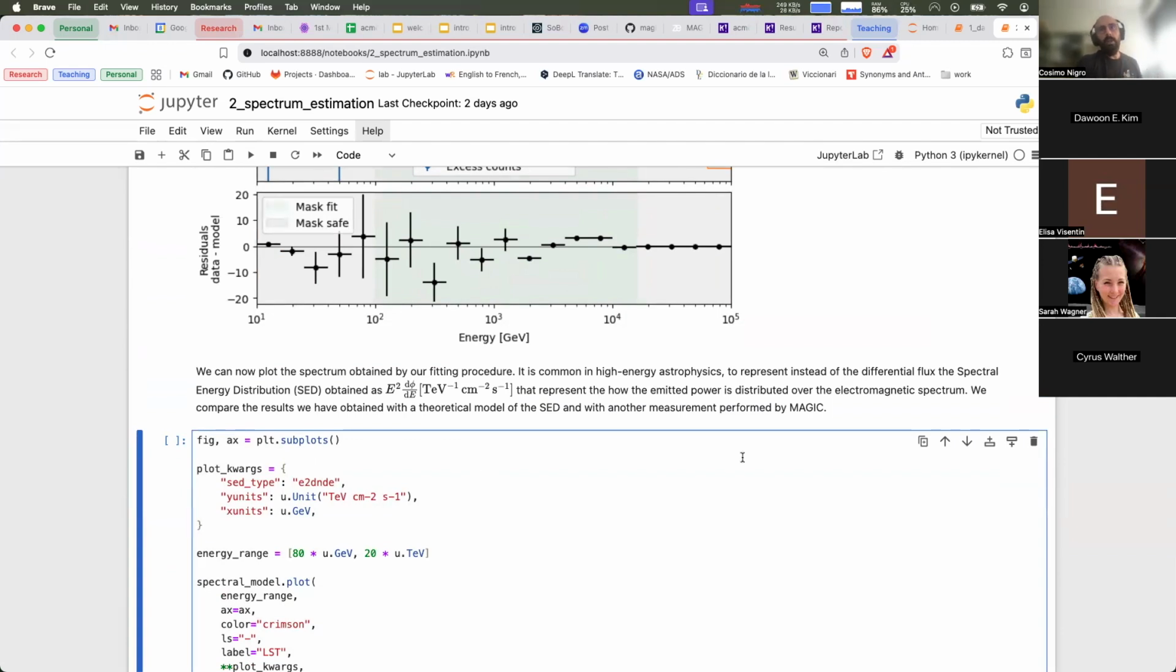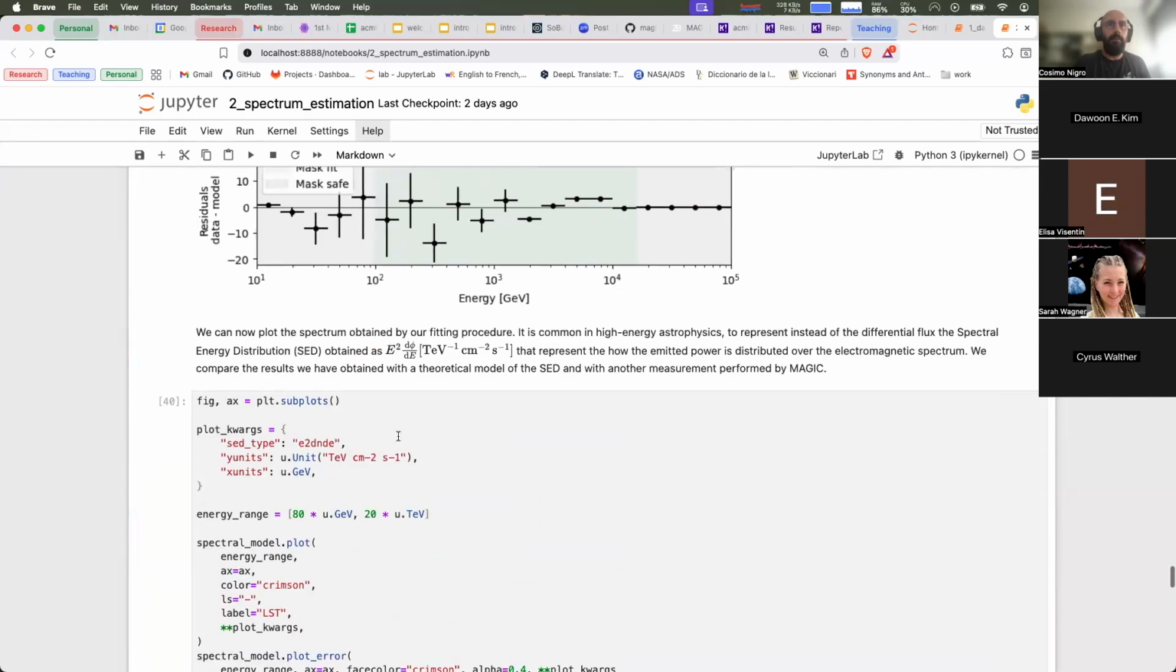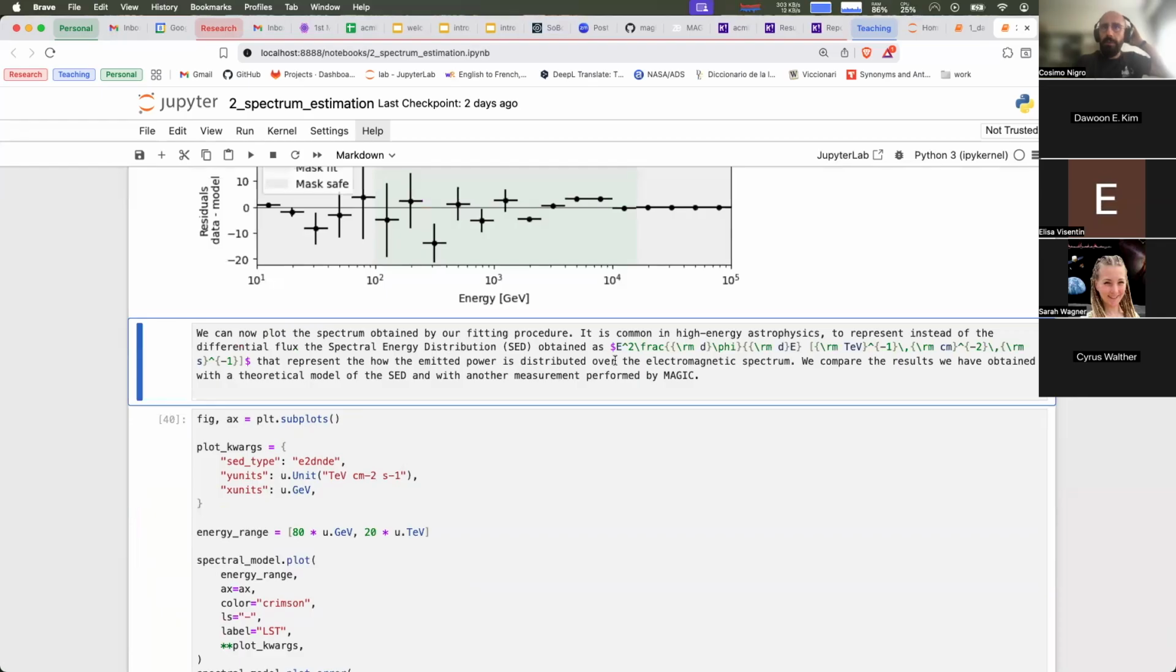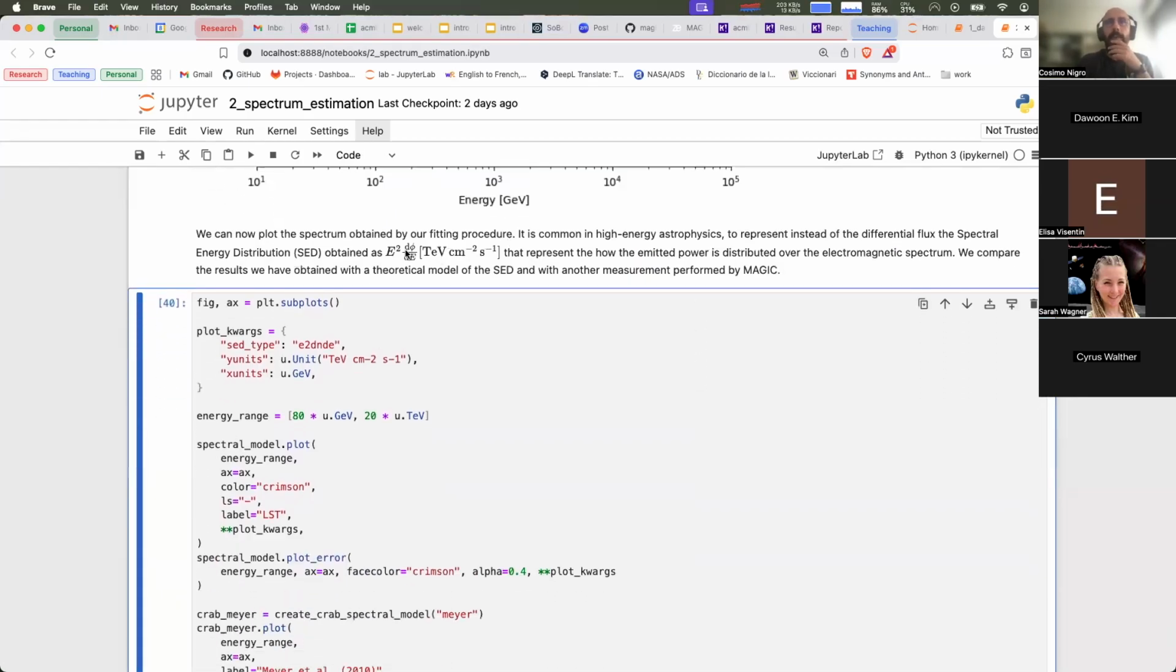Okay, it is common practice in high energy astrophysics to represent E squared dphi/dE, so the differential flux multiplied by E squared. I explained why this is the case in the tutorial. It's mostly because when you do this multiplication, you obtain, there is a typo here, sorry, the power emitted along the electromagnetic spectrum. And the other visual advantage is that something that has a power law of -2, which is what we typically observe in cosmic rays, will appear flat in your log-log plot, right?